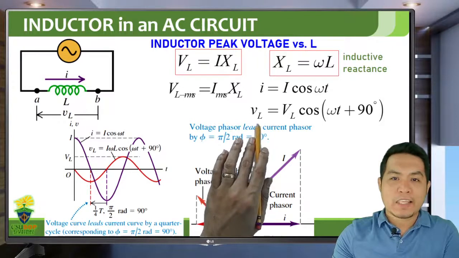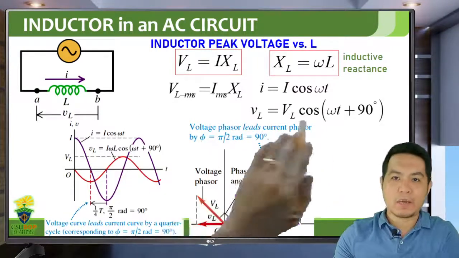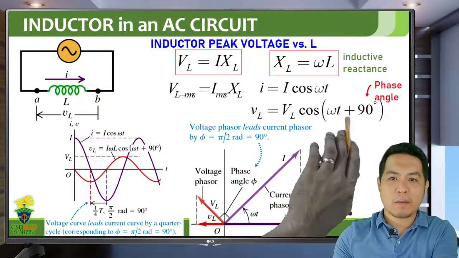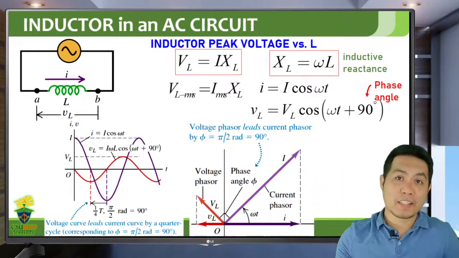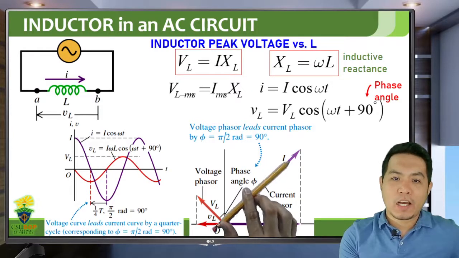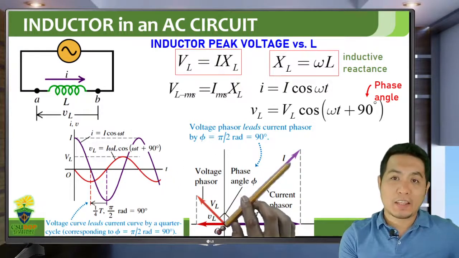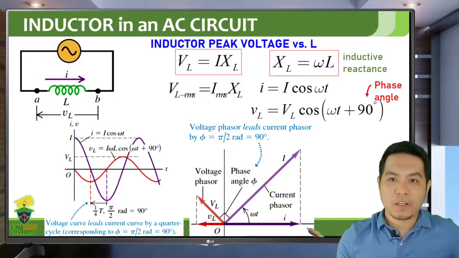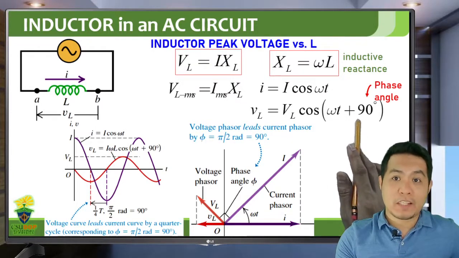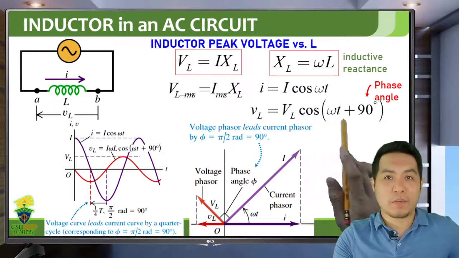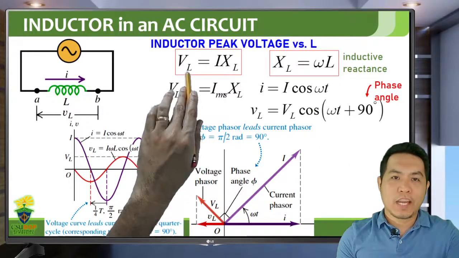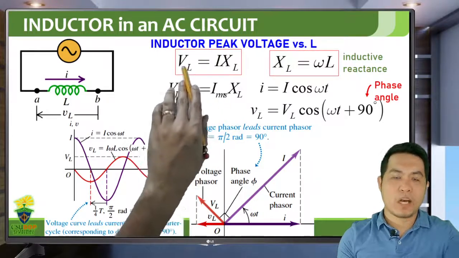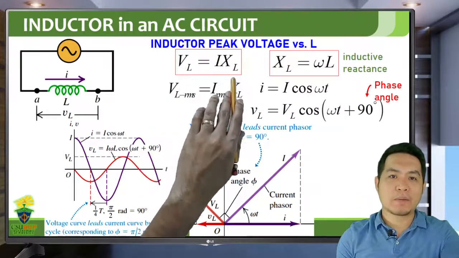For the instantaneous voltage, it looks similar to the previous expression, but there's a plus 90 degrees here. This is what we call the phase angle, the angle between the voltage phasor and the current phasor. The phase angle is important when you are discussing phasors. For instance, in the previous slide, where we discussed resistors in an AC circuit, the phase angle of a pure resistor is 0, so it's just V cosine omega t. Again, if you take the RMS version, you can write this as V equals I times XL.